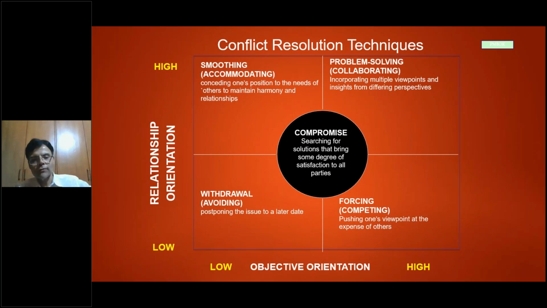So 4 different 2x2. When my objective orientation is high, I'm task focused. When the relationship orientation is low, I force the people to do it. Oh, you have to do it somehow by hook or crook.